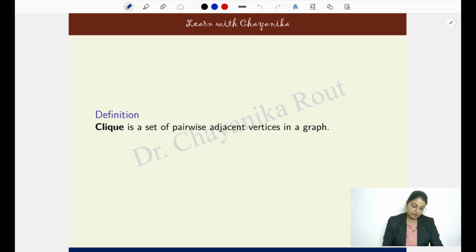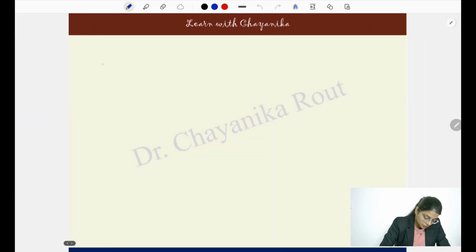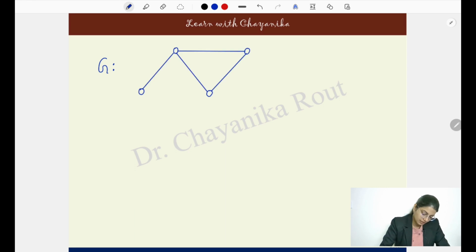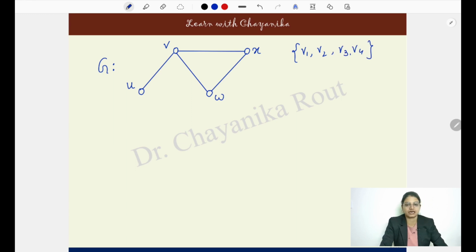Now let us see with the help of an example what it actually means. So for that, let me draw a graph first. Let this be my graph G, where the vertices are labeled as U, V, W, X. Now in any graph, how to find out the cliques? So we need to find out sets of vertices which will be pairwise mutually adjacent to each other in the graph. Meaning, a set of vertices, let me just give you a rough example first. Suppose V1, V2, V3, V4, this is a set of vertices in a graph. Now, suppose this is a clique.